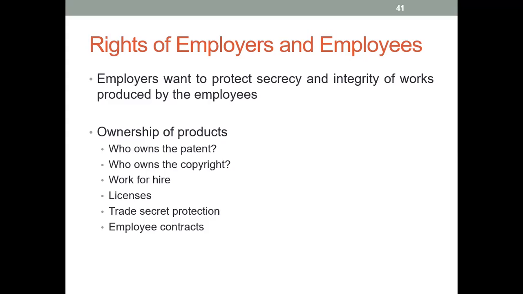So there can be several questions when the ownership of a product is concerned, like who owns the patent? If the employee has made such a product, then who owns the patent? That can be one question. Second can be who owns the copyright, work for hire, licenses, trade secret protection, and employee contract. So we are going to see who can be the owner of such products and who has the right, whether the employer or the employee. And the answer to all these questions we are going to see in the further slides. But the only concern is what the employer's right is and what the employee's right is. Clear? So going to further slides, we are going to see each one of them in detail.